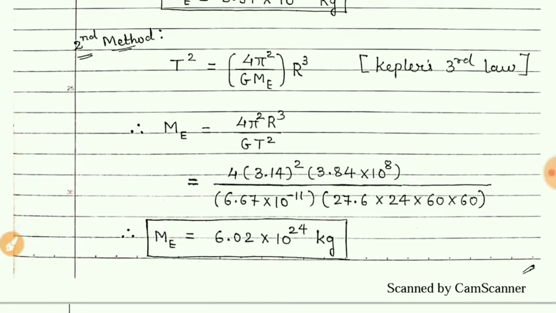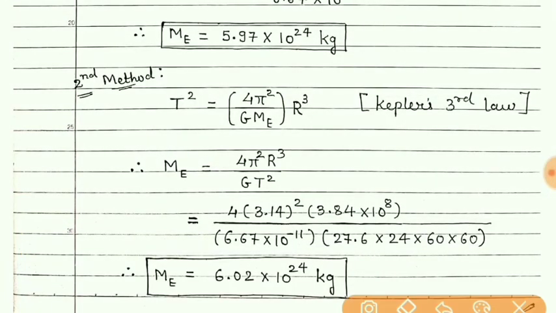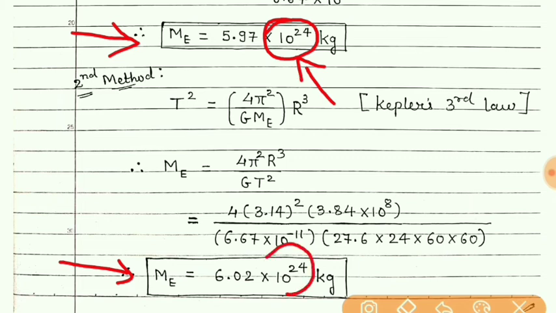So students, it is clear that both the methods give nearly the same mass. You can see, the main thing is the power. Here the power is 10 raised to 24. Here also the power is 10 raised to 24. Only a little difference is there in this value. If we round up this value up to one decimal place, then definitely we will get 6 only. So using both the methods, you will get nearly the same value of the mass of the earth.